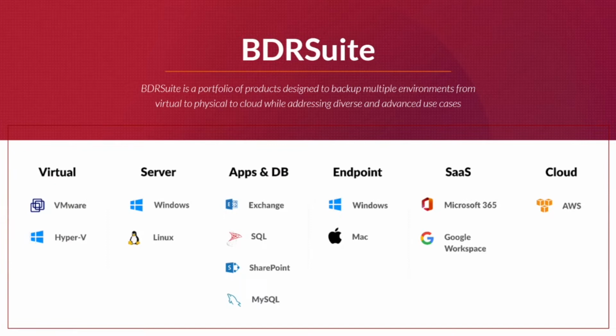If you take applications and databases, you can back up your Exchange, SQL, SharePoint, and MySQL. We support backup of Windows and Mac endpoints. If you take SaaS applications, BDRSuite supports backing up Microsoft 365. You can back up your mailbox, contacts, calendars, files and folders, OneDrive, everything from Microsoft 365. Then we support backup of Google Workspace. You can back up your mailbox, contacts, calendars, and the files and folders from Google Drive. And you can also back up your AWS EC2 instances.